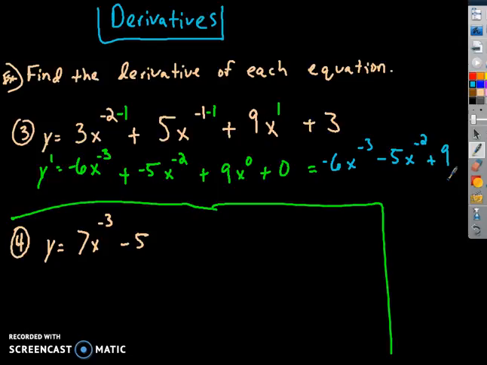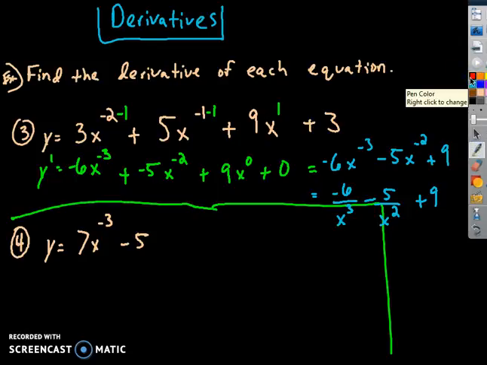Now, technically, we know that x to the -3 is really a fraction, because typically we write the negative exponents on the bottom of fractions. So you could see this answer as -6 over x to the +3 subtract 5 over x to the +2 plus 9. So again, these negative exponents mean they really belong on the bottom of fractions. Anyway, we'll talk about more of that later. Going into the next one.